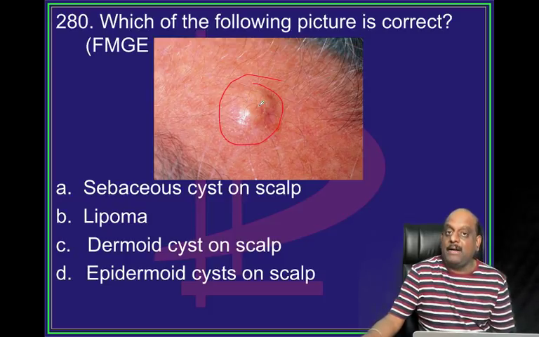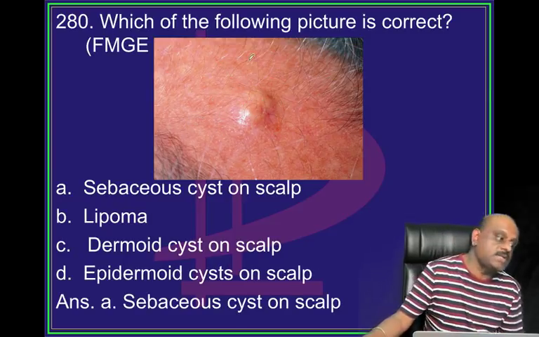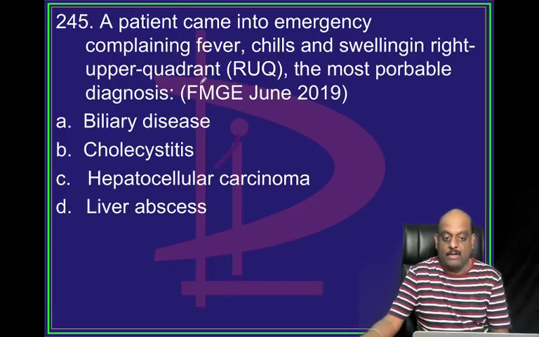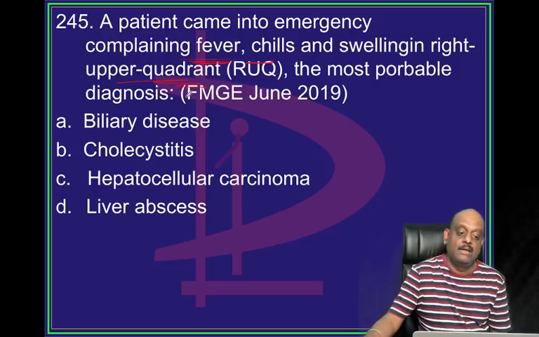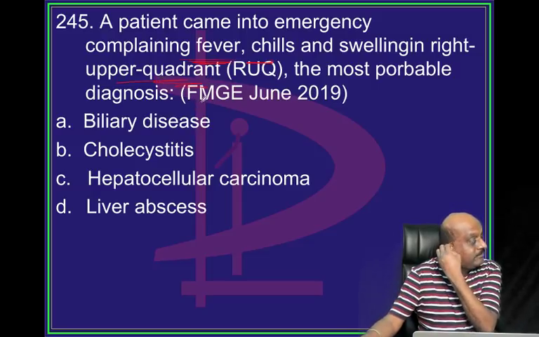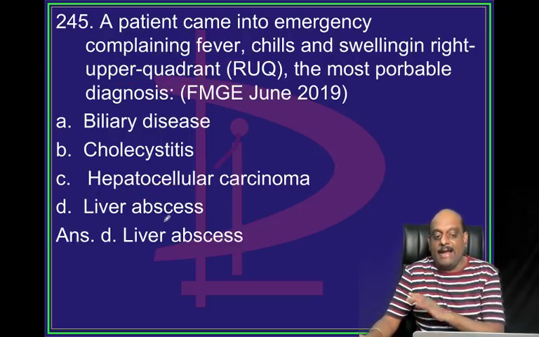Now, with a punctum on the scalp, what is this lesion, Doctor? Sebaceous cyst of the scalp. Patient comes to emergency with fever, chills and right upper quadrant pain. That means there is liver abscess. Classical triad of clinical features.